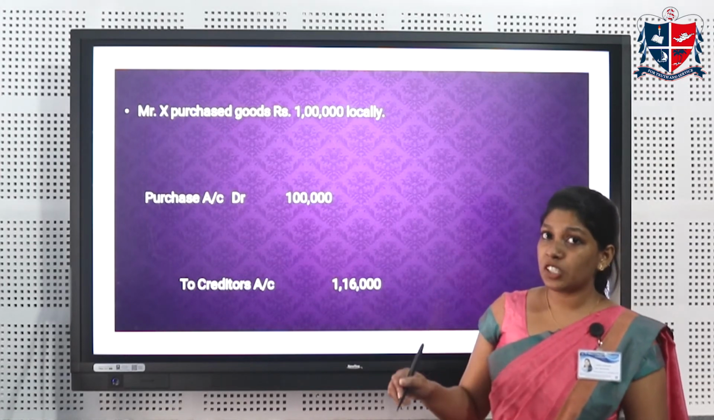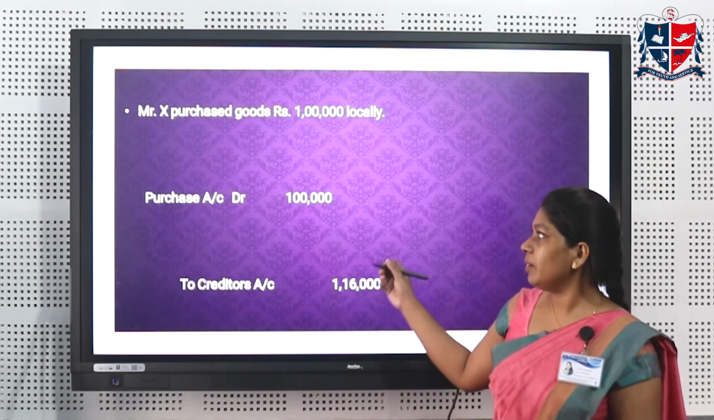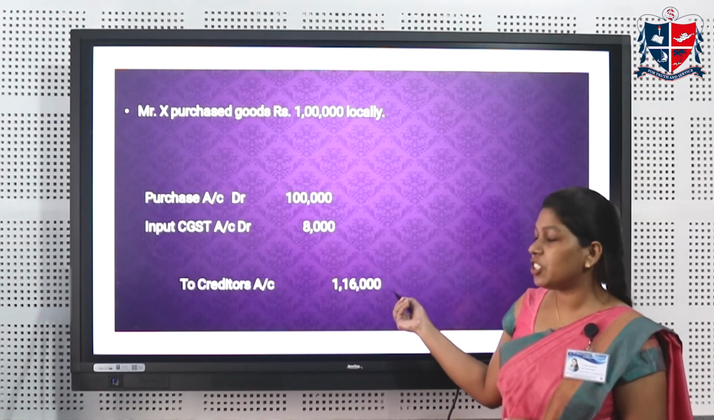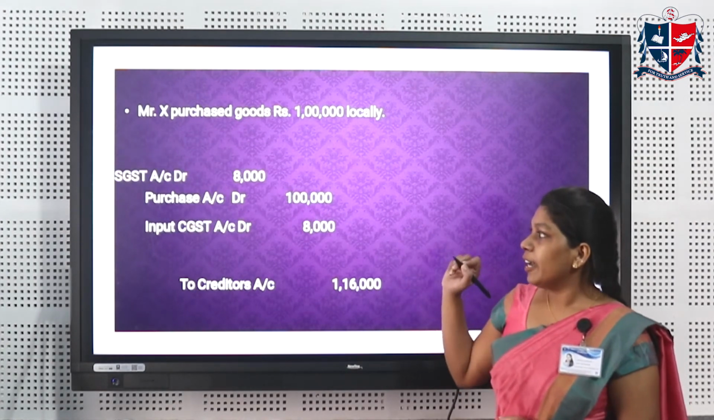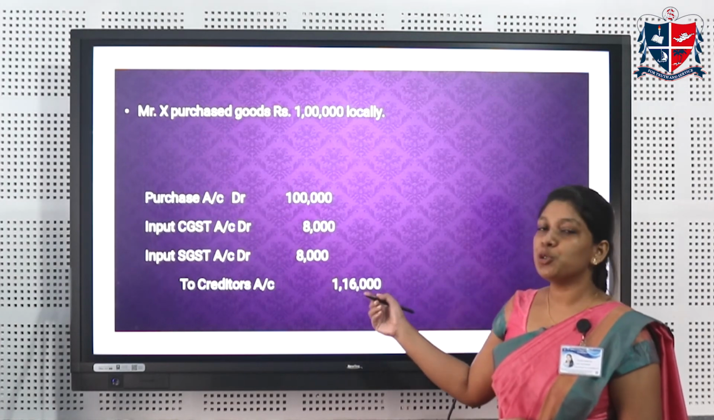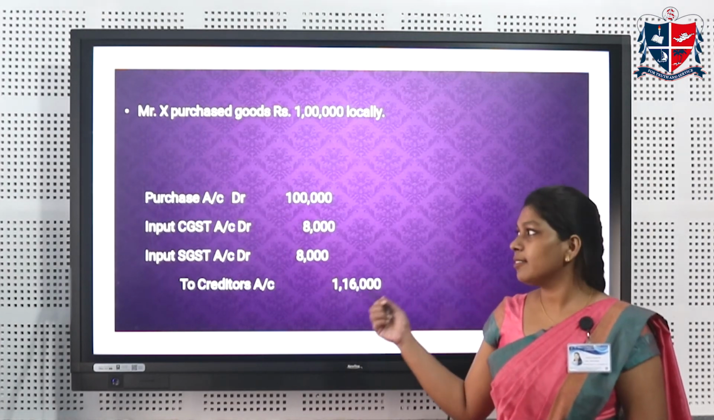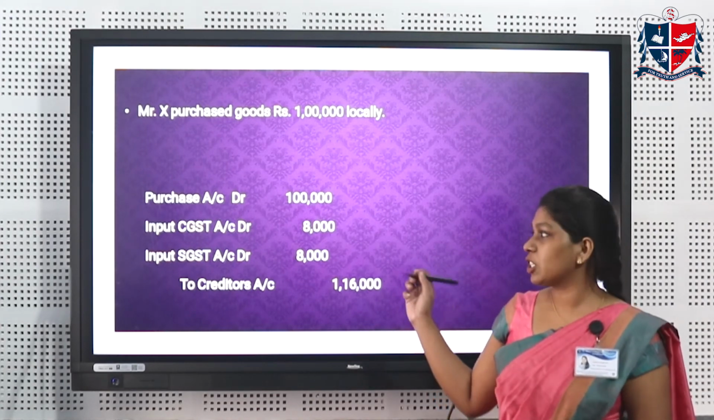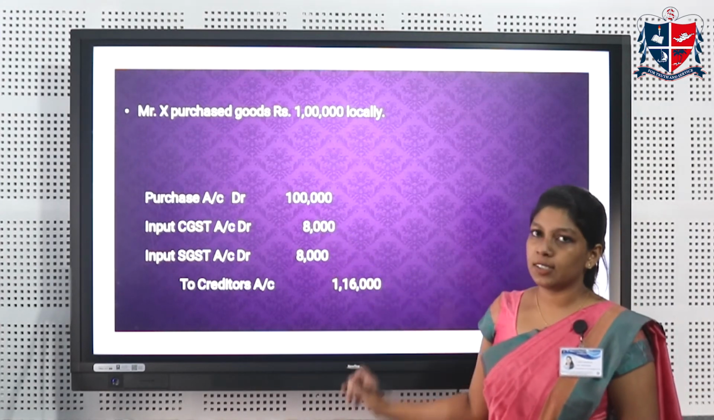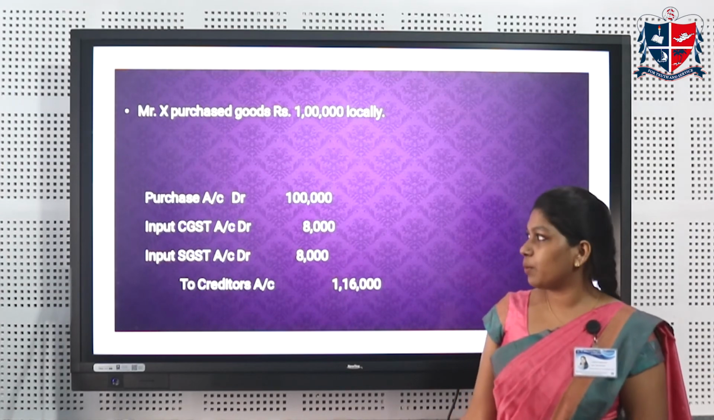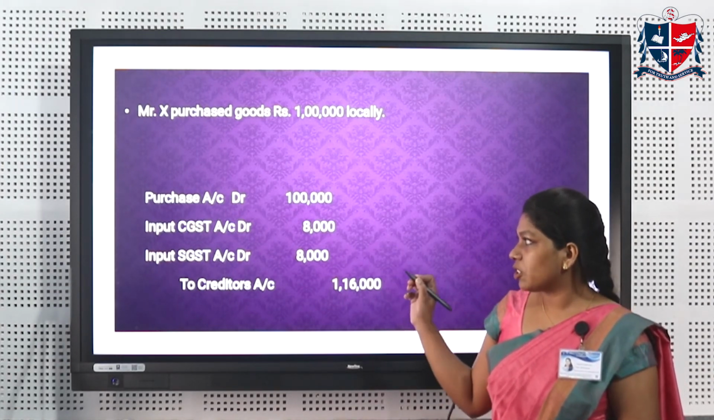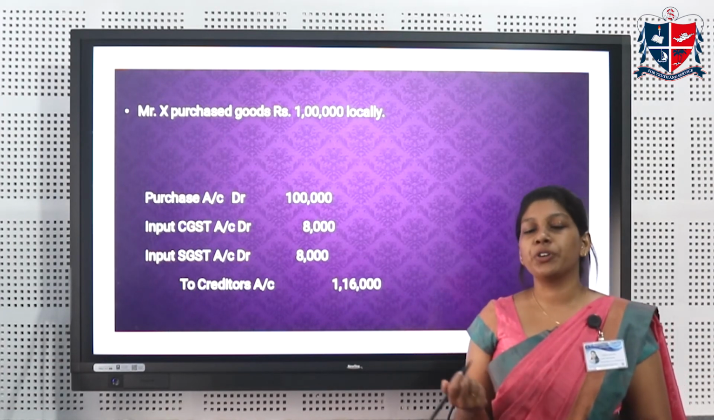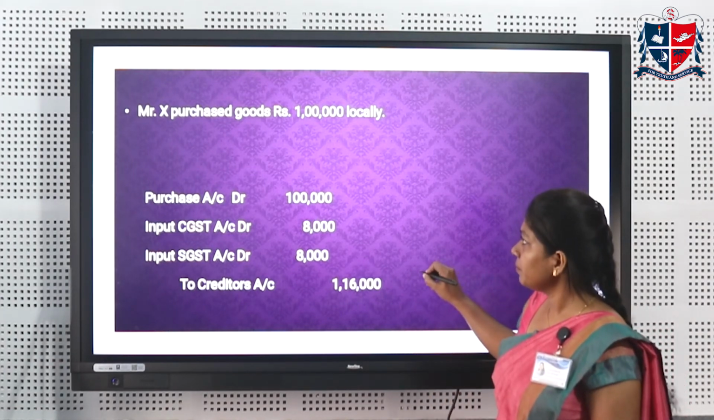In order to include CGST and SGST, the journal entry will be purchase account debit, input CGST account debit, input SGST account debit to creditors. The journal entry will be like this while we are purchasing something from the market locally. It includes CGST and SGST.